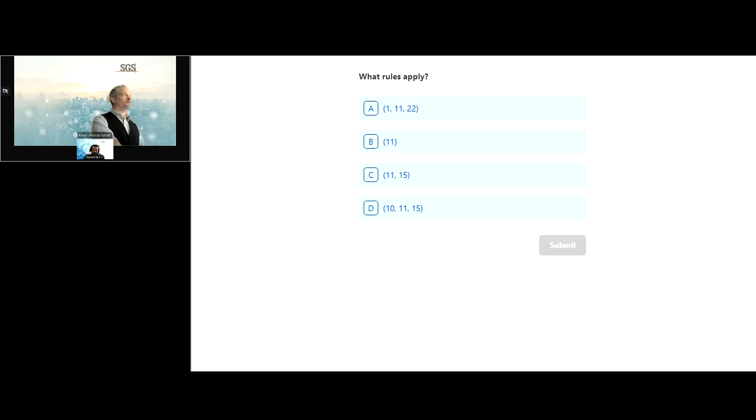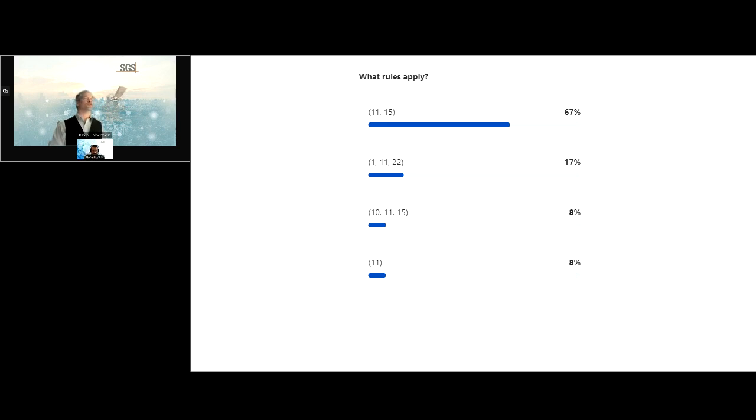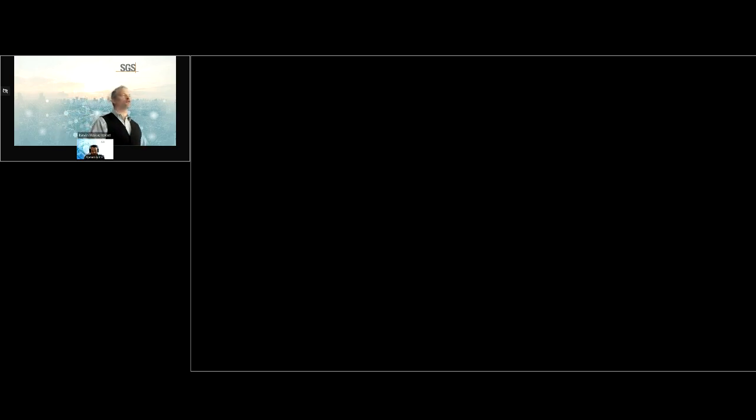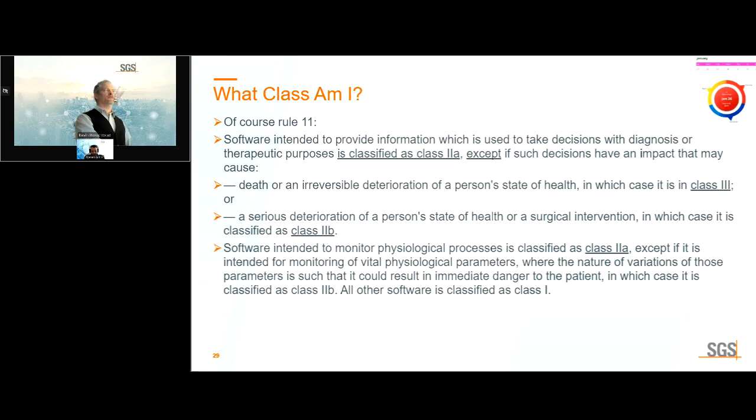All right, we're getting there. We're over 50. I'm going to tick over and see what everyone thought. So we've got a good range on this. Somebody said yes to all of them. So probably a little difficult because I put Rule 11 with everybody's. And the answer is absolutely, Rule 11 does apply. Then the next rules, let's start going through them together. Right? So of course the answer is Rule 11, software which is intended to provide information.